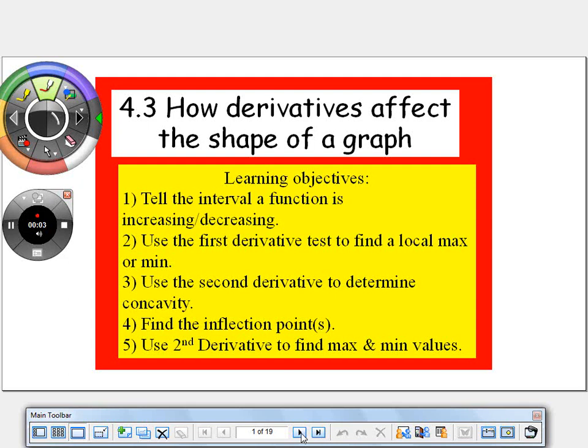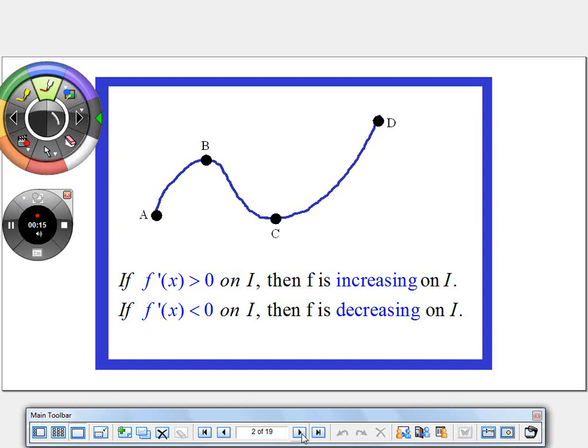Okay, so I'm going to show you some things about 4.3, how derivatives affect the shape of a graph. These are some of the objectives that I'm going to be showing you. Okay, first thing is the derivative tells you whether a function is increasing or decreasing.